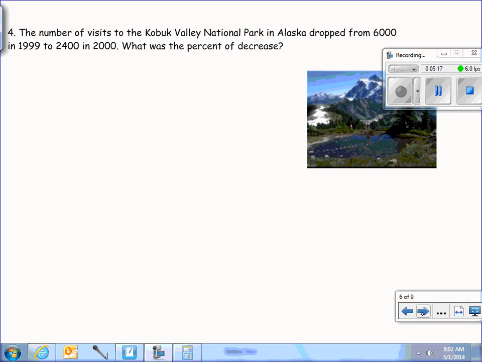The number of visits to Kobuk Valley National Park in Alaska dropped from 6,000 in 1999 to 2,400 in 2000. What was the percent of decrease? Okay, you're going to find the difference in the two amounts, put it over the original amount, which was in 1999, determine what the percent of increase or decrease was.